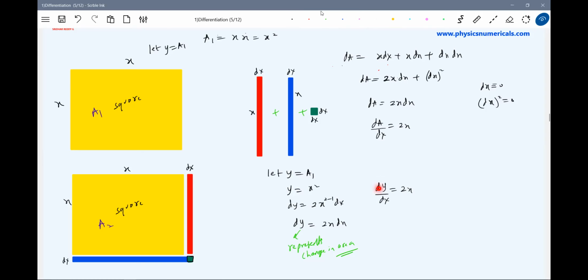Change in area per infinitesimal change in length. That is equal to 2 into x. I think it is a very useful quantity. So how do you interpret this? Infinitesimal change in area per infinitesimal change in side length. Able to understand? That is equal to what? 2 times x.